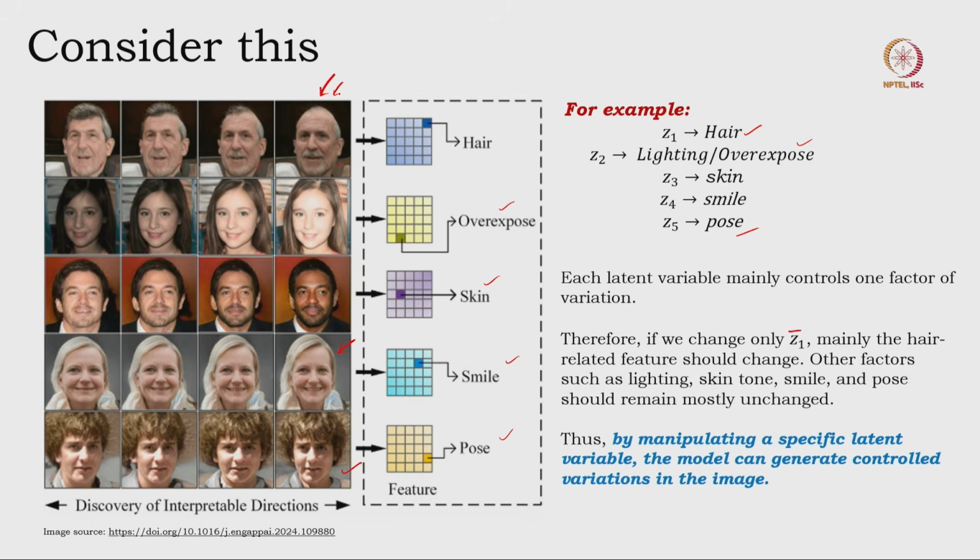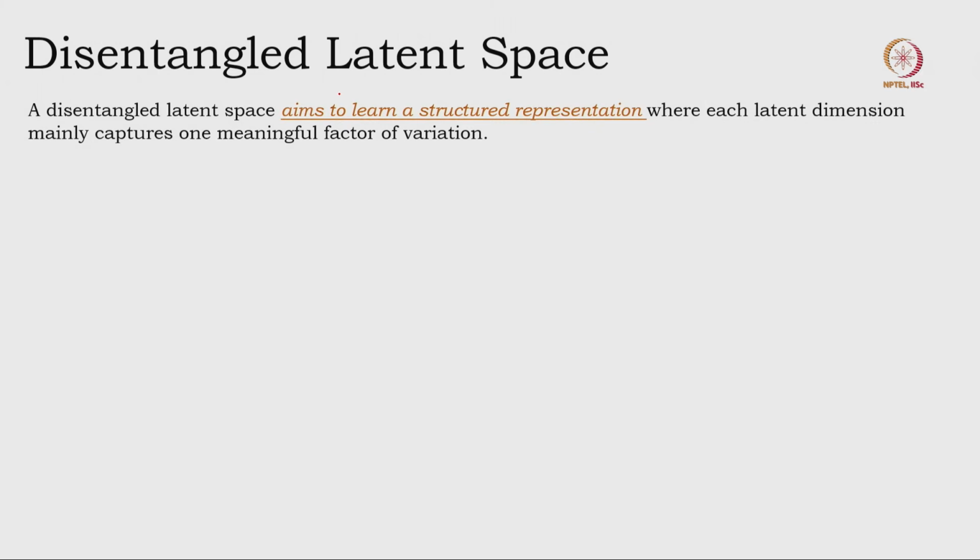Is this concept okay? How to do it, we will learn that, but did you get this concept? Now, the latent representation's role is to capture the important variations in the data in a lower dimensional space. Anyhow it is capturing, but can we ensure that each latent variable is responsible for capturing only one important characteristic? If we can achieve that, then that is called a disentangled latent space.